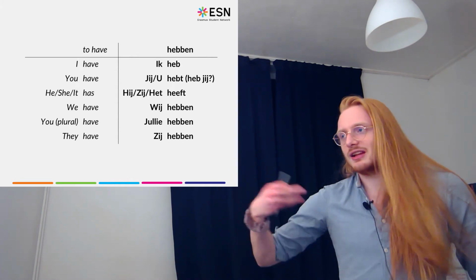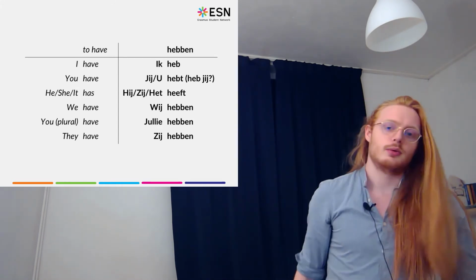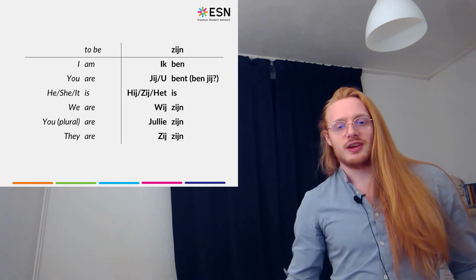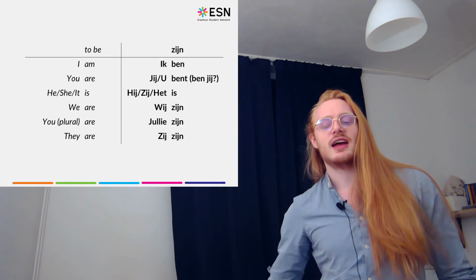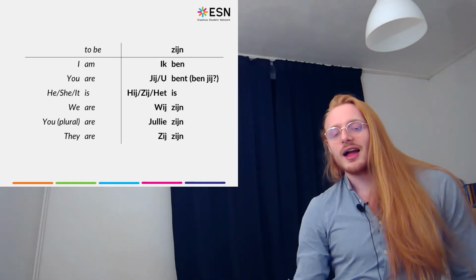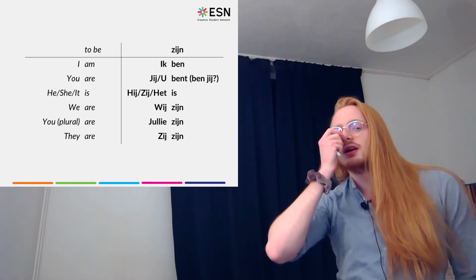We will come back to this in lesson 3, as you see. And at the next verb, which is zijn, meaning to be. The conjugation here is ik ben, jij bent, hij, zij, het is, wij zijn, jullie zijn, zij zijn. Again, as you can see, the plural form is just the same as the infinitive, which is very easy.